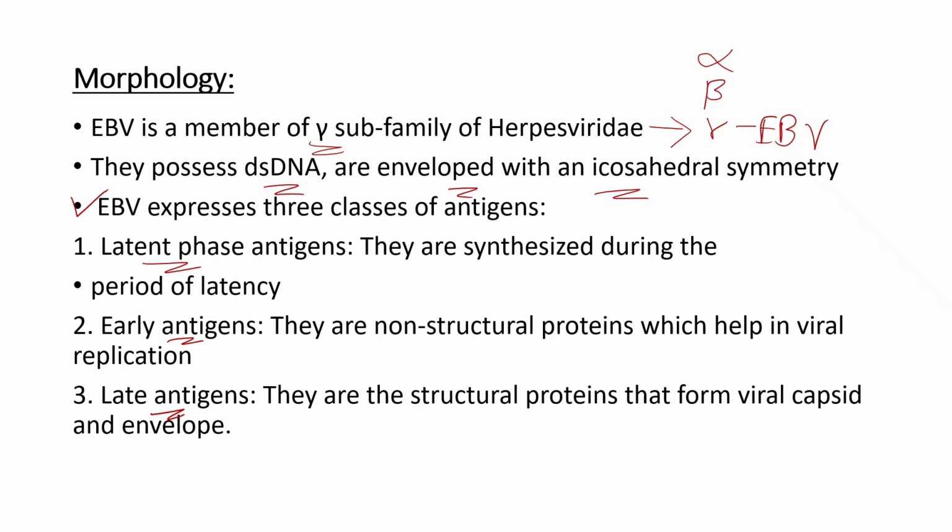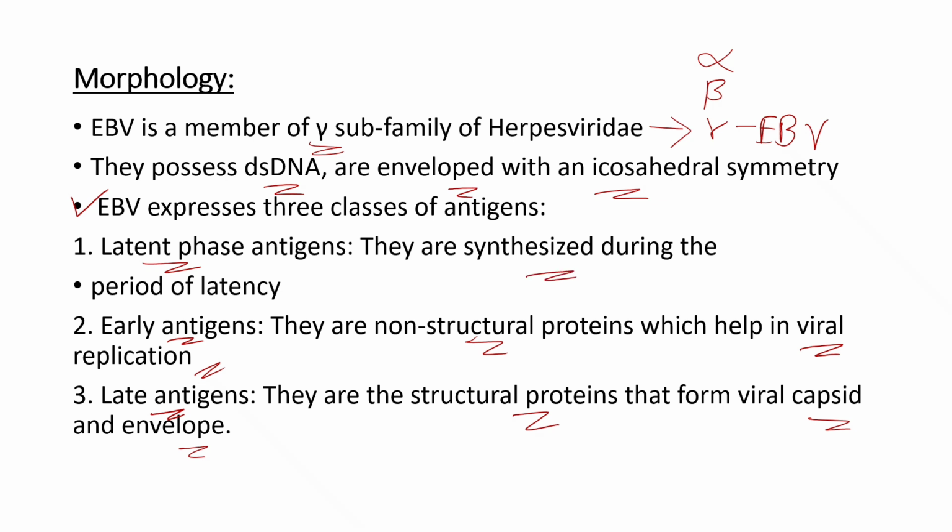So these late antigens are the structural proteins. They form the structure of the virus. They form the viral capsid and envelope. And early antigen is a non-structural protein which mainly helps in the pathogenesis of the virus. This helps in the viral replication inside the host cell. And third one is latent phase antigen. They are mainly synthesized during the period of latency.